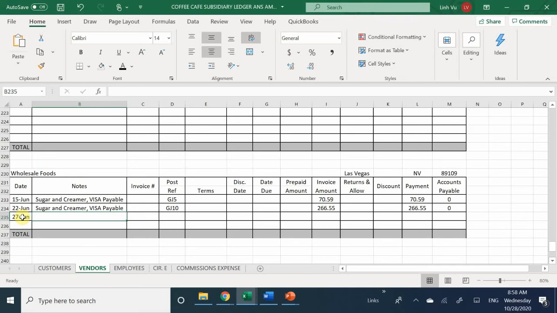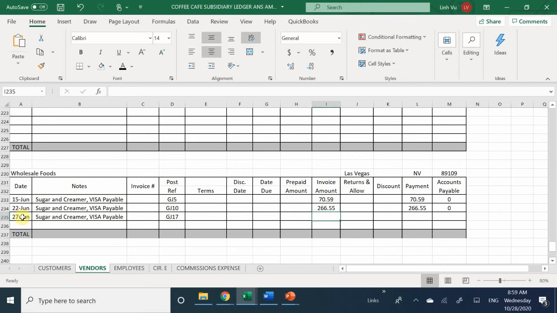Okay, the date is June 27th. And sugar creamer Visa. I'm just using the notes from above. That's completely okay. And then General Journal 17. No invoice number. And then the terms, were there any terms? No terms because we paid the transaction day of.